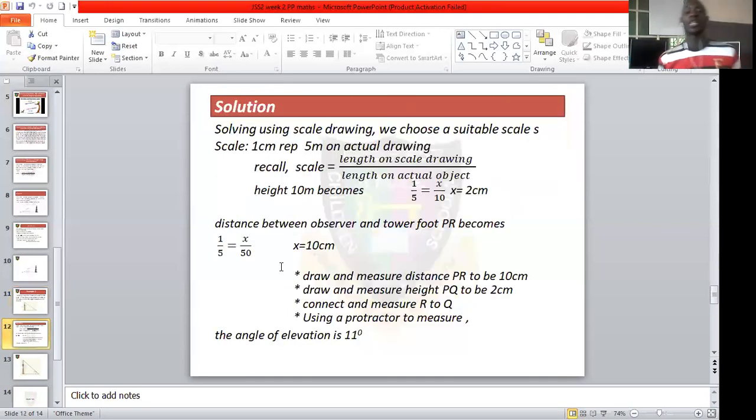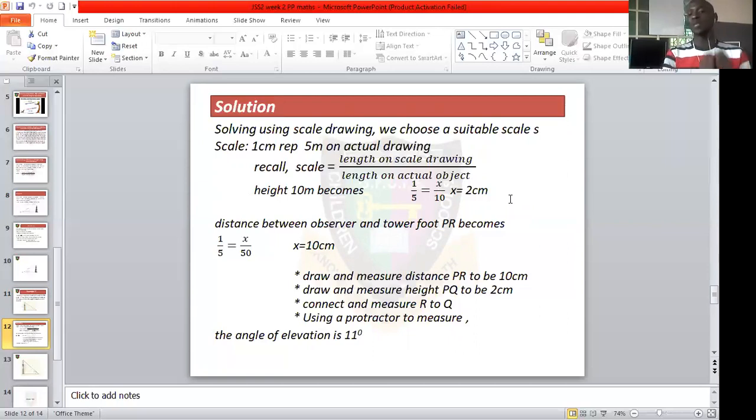Recall, scale drawing is length on scale drawing over length on actual object. Since the height is 10 meters, the scale is 1 centimeter over 5 meters. Since we don't know the length on the scale drawing, which is what we are asked to calculate now, we represent it as X. I believe you are following. This is X over 10 meters on height. That is 1 over 5 equals X over 10 meters.